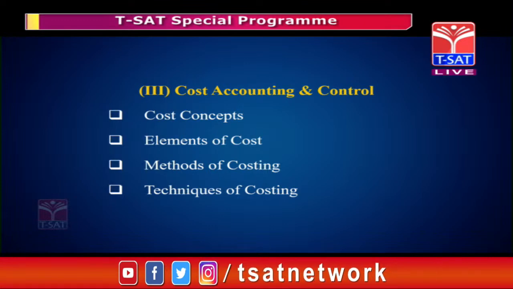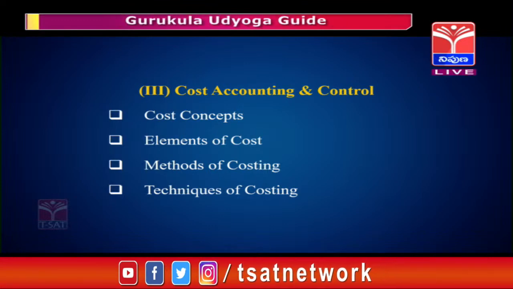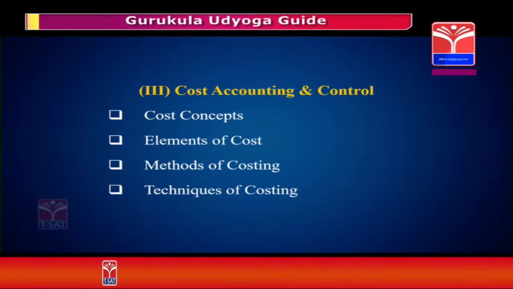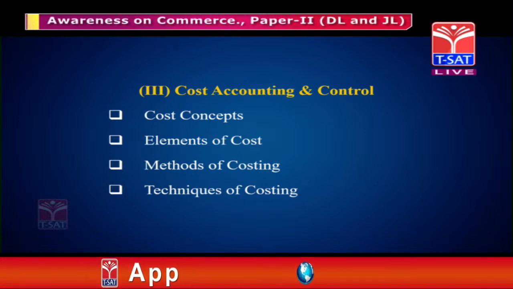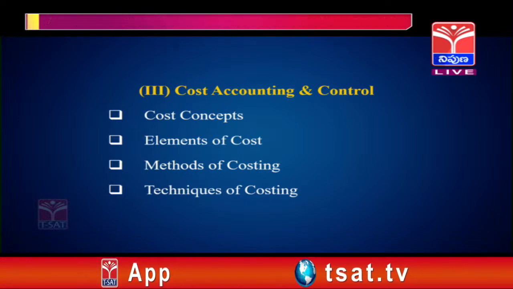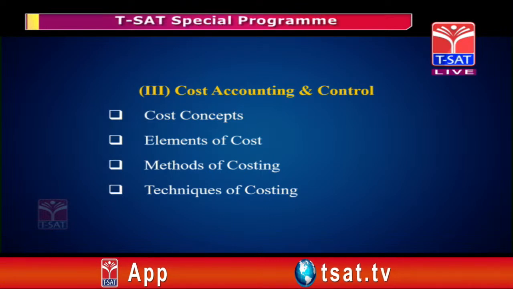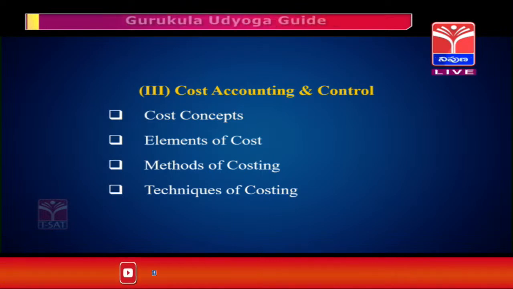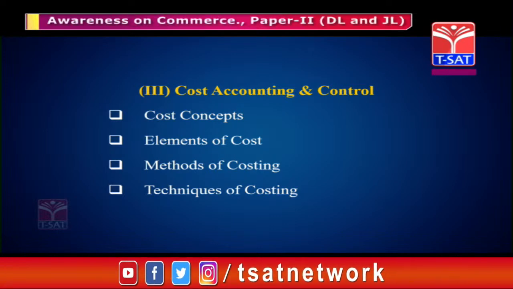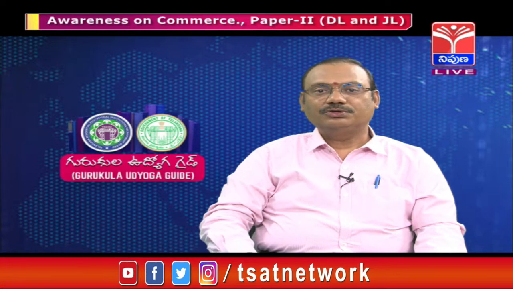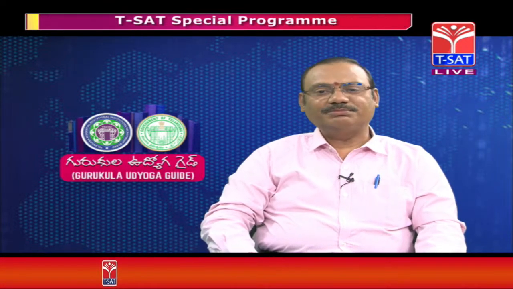So, we have very important cost concepts, and next we have elements of cost which are very, very important: material, labor and expenses. Similarly, we have different methods of costing, and where these methods of costing are used is to be focused on by the students. Under methods of costing we have unit costing, job costing, contract costing, uniform costing. Like this we have different methods.